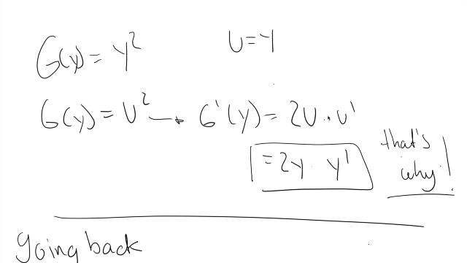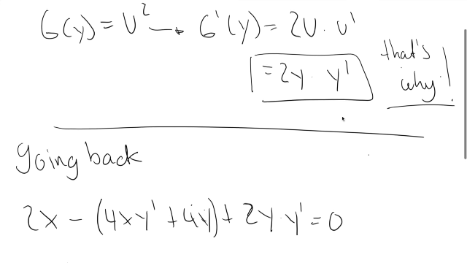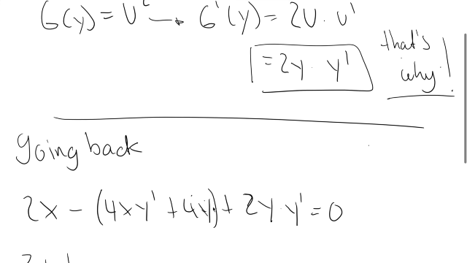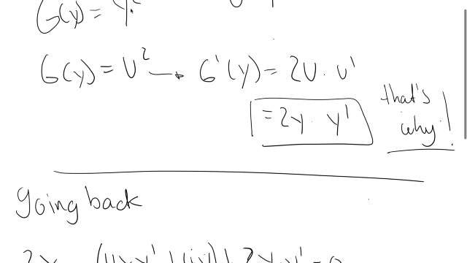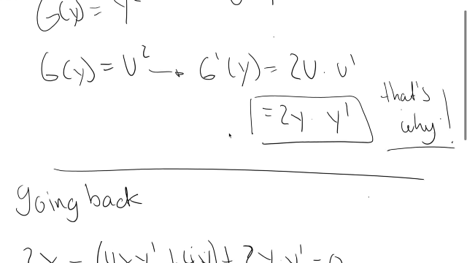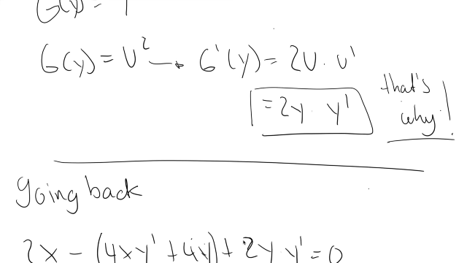Then bringing y back into the formula, it's not going to be 2u, it's going to be 2y multiplied by y prime. Why y prime? Because it's the derivative of u, and since u is y, the derivative of y is going to be y prime. That is why, now going back to where we started, the derivative of y squared is going to be equal to 2y multiplied by y prime.